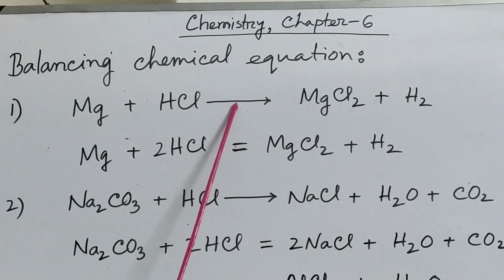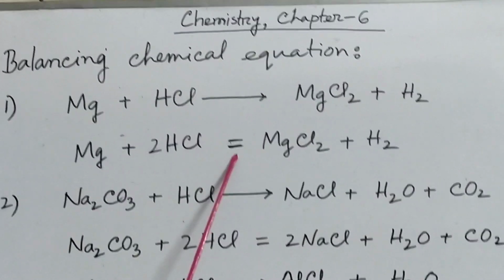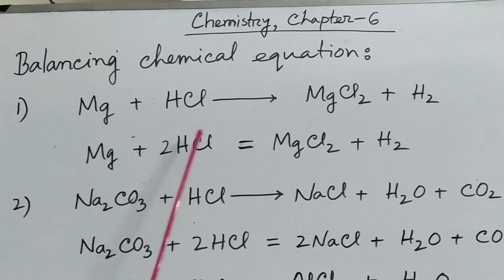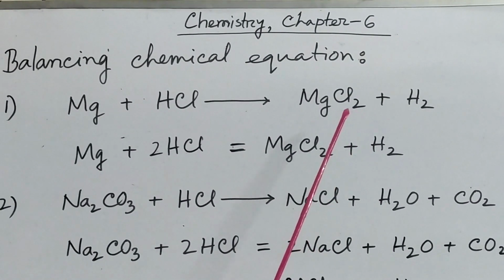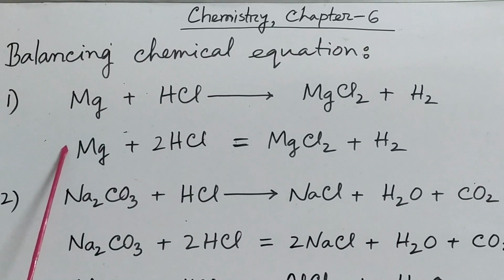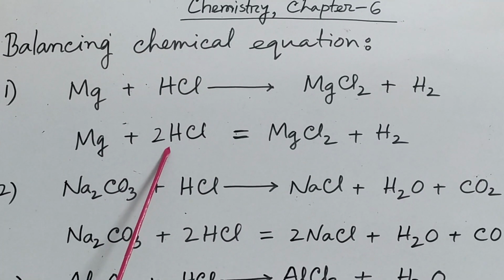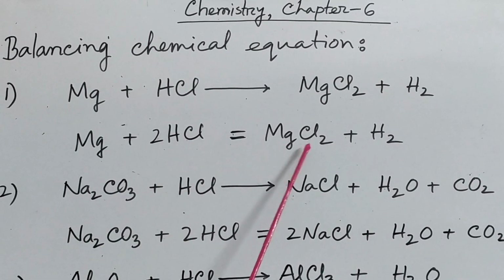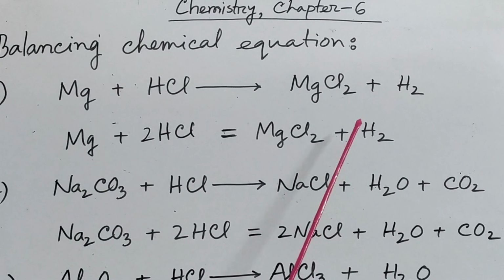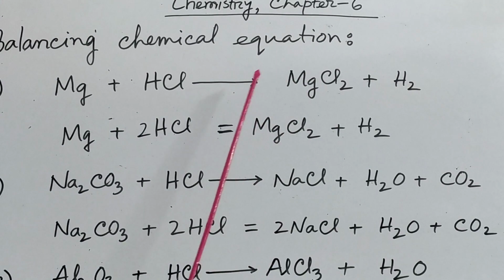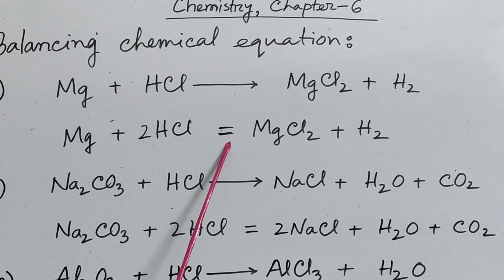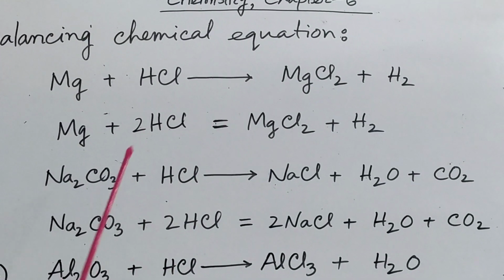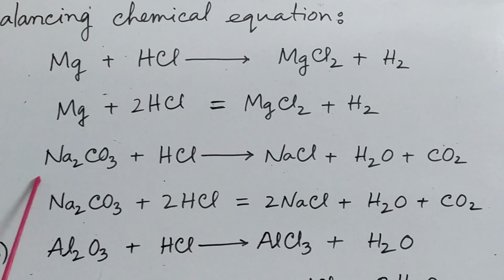Now instead of arrow sign, I can write equal sign because the reaction is balanced. So after balancing the reaction, if we count the number of atoms in the reactants and the number of atoms in the products, they will be equal. Then instead of arrow sign, we can write equal sign. Okay, now number 2.